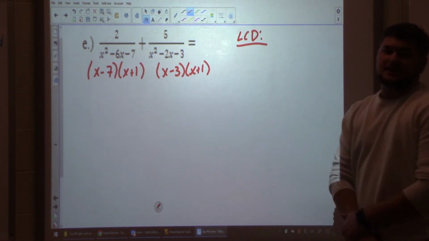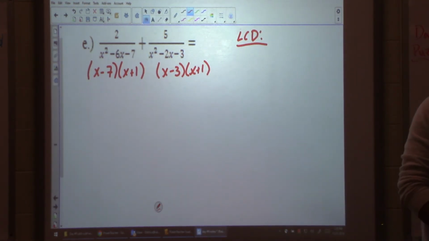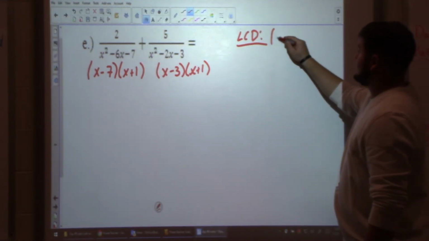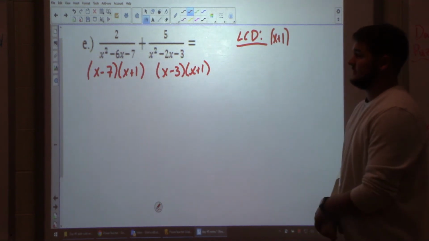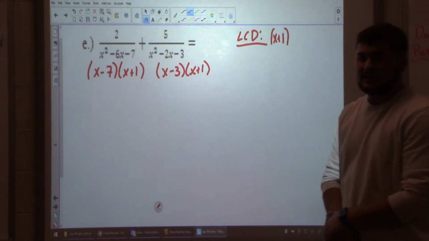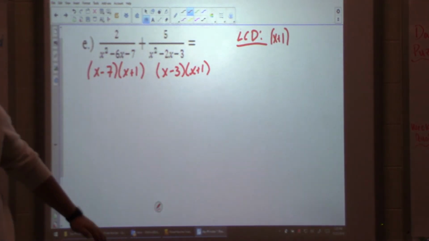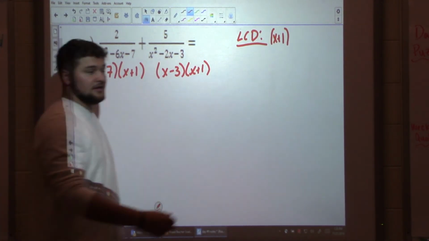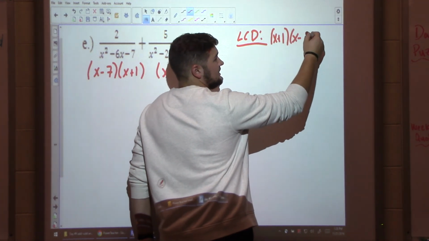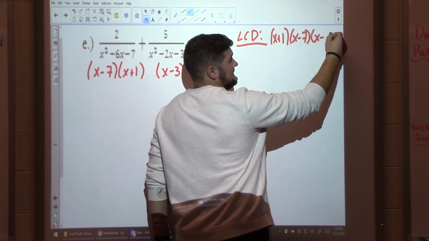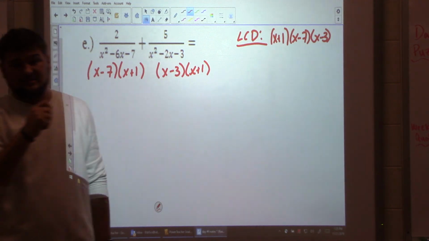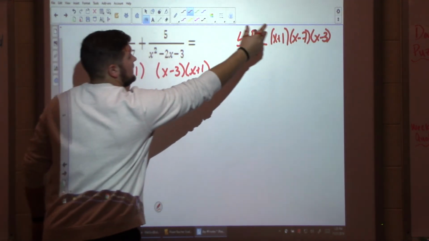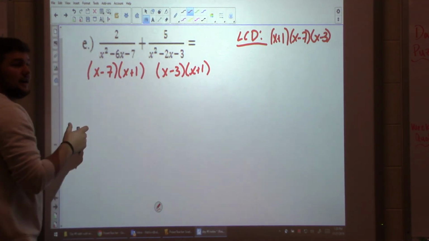So if I'm looking for a least common denominator, do they share any factors already? Yes. x plus 1, so I know for a fact I'm putting that first. Then to get a least common denominator, I'm going to multiply by both x minus 7 and x minus 3. So not only am I going to have 2 pieces, but I'm going to have 3 pieces in my denominator. Alright, so you take what they share, and that's one part, and multiply by everything else that we have left.